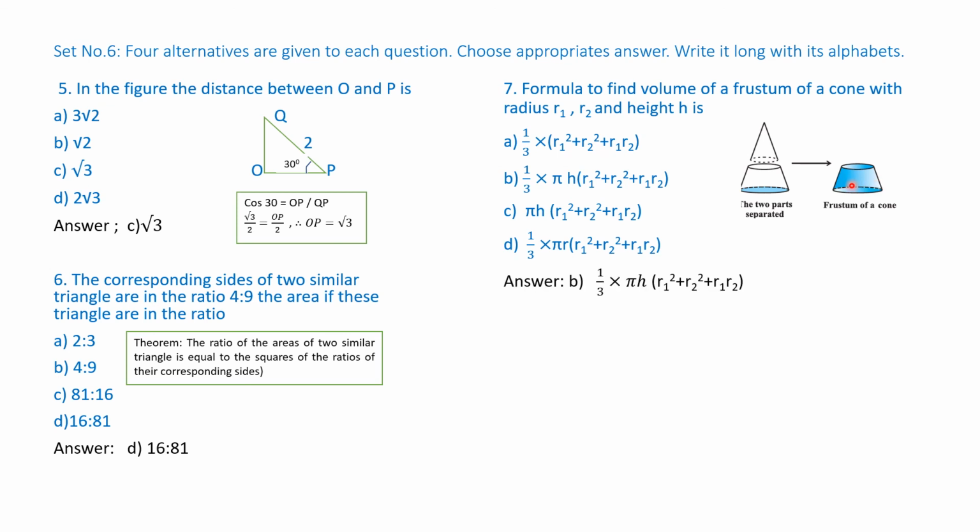The formula we have to remember is 1 by 3 pi h into R1 square plus R2 square plus R1 R2, which is given in option B.